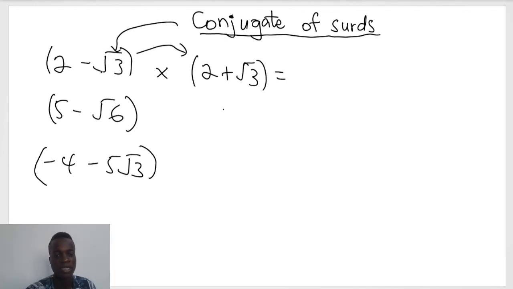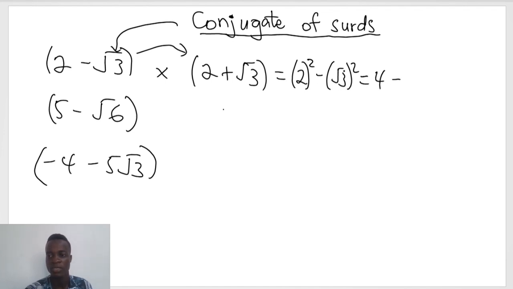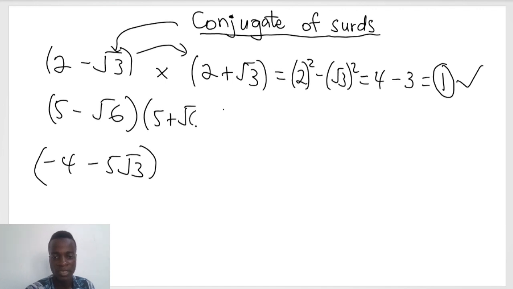So it's like a minus b multiplying a plus b. At the end of the day, it's just a squared minus b squared. A squared, which is 2 squared, minus b, which is root 3 squared. 2 squared is 4, minus root 3 squared is 3, because if you square a root, you get the number inside. 4 minus 3 is 1. At the end of the day, we just have 1. There's no surd again inside. So this is the conjugate of this. For the next one, the conjugate will just be 5 plus root 6. You can try it on your own and finish and see which whole number you get.